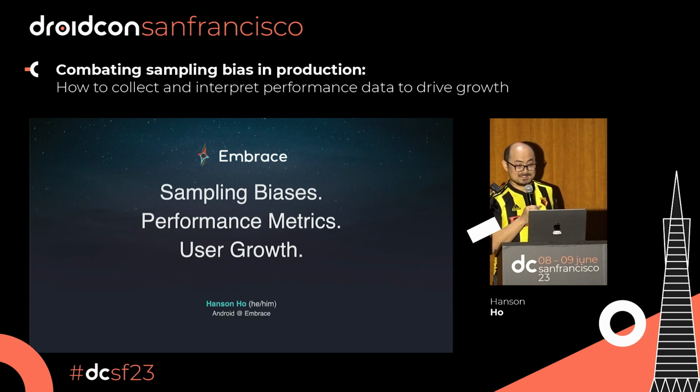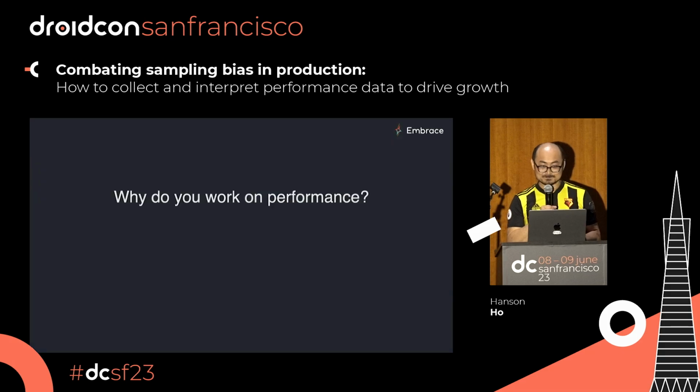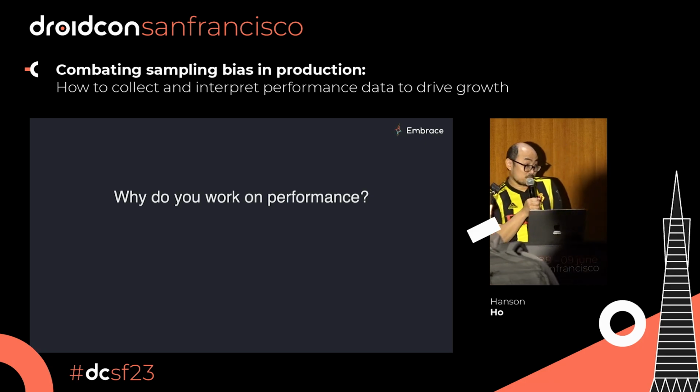what informs the talk is what I did there. I'm going to talk about sampling biases, performance metrics, and user growth. Now, first I want to ask one simple baseline-setting question: why do you want to work on performance?